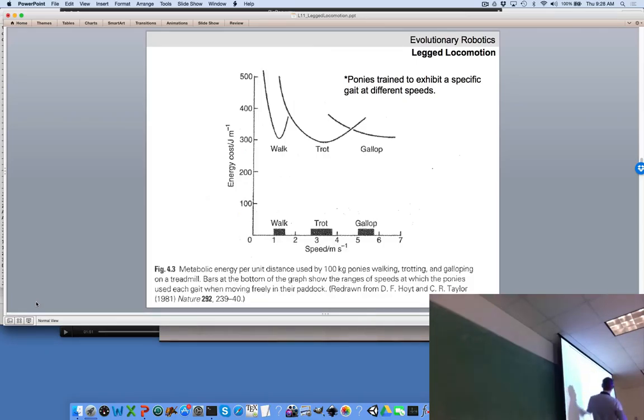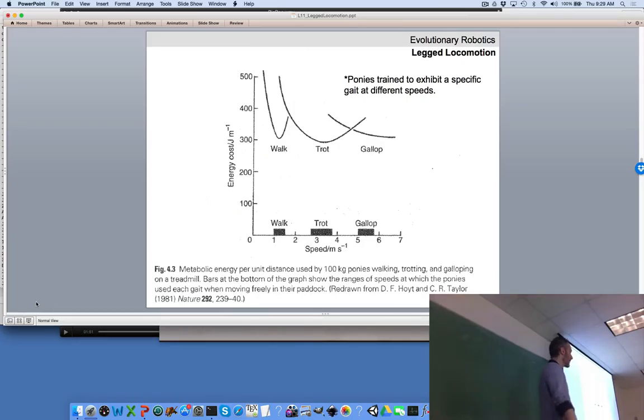You can see that for walking, there's a very narrow range of speeds for which that particular gait is most energy efficient. The well here is a little bit more shallow. It's a little bit more forgiving for trotting, even more so for galloping. They then observed ponies in the wild, or just moving around on their own, and saw that whenever the ponies did walk or trot or gallop, they tended to do so at particular speeds. What were those speeds? The optimum, right?